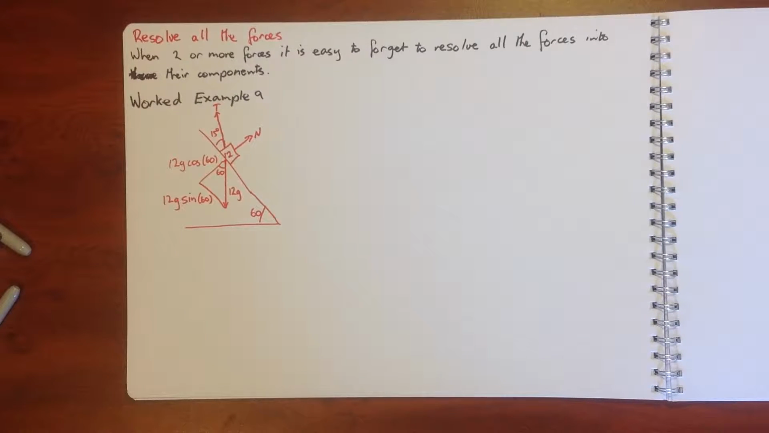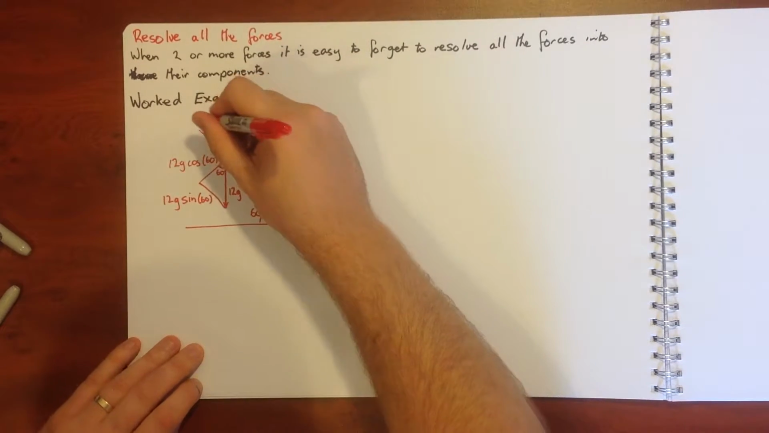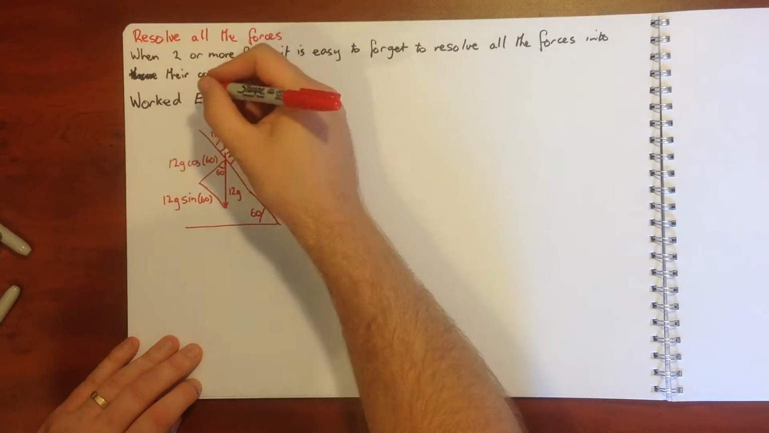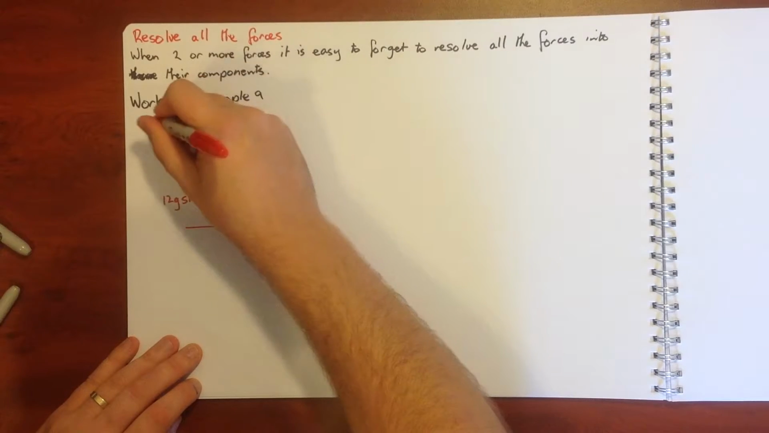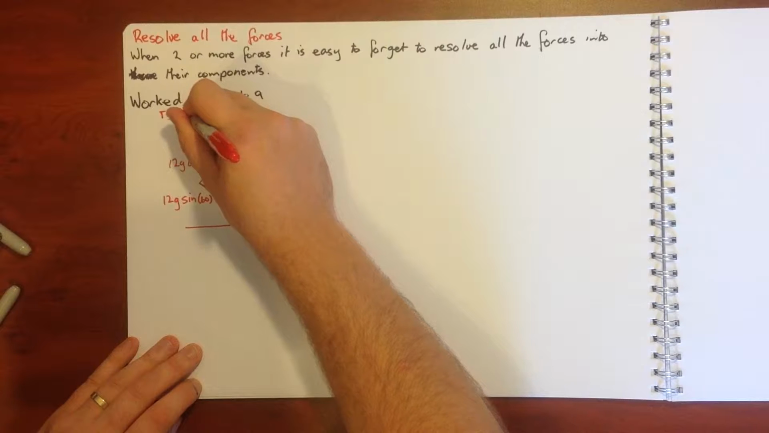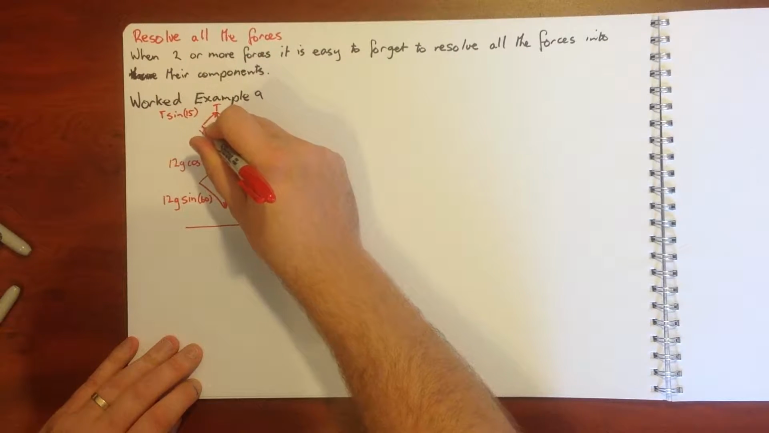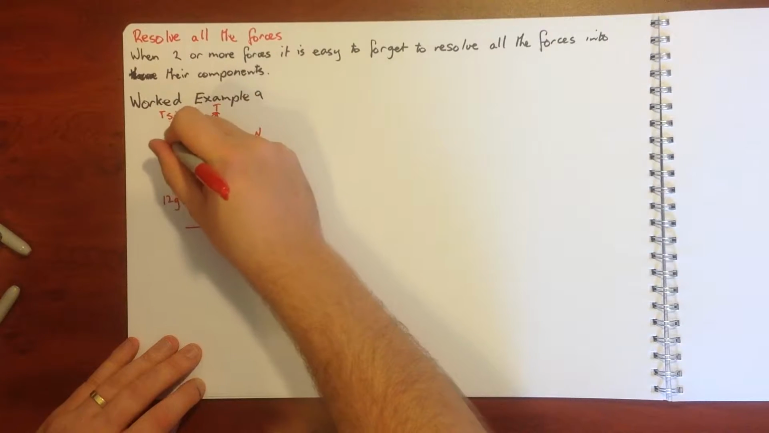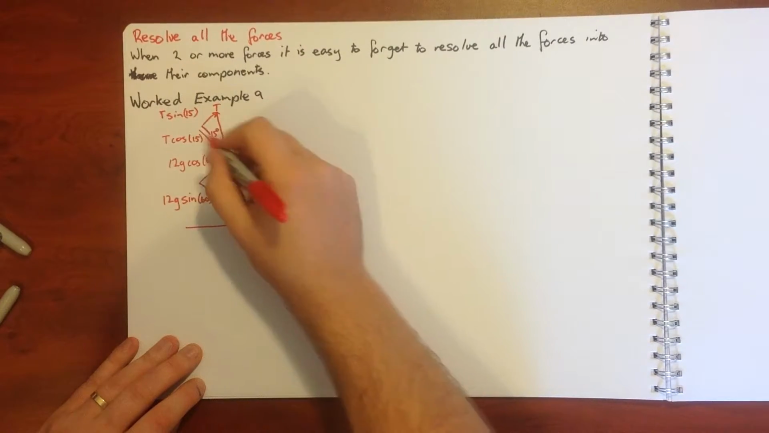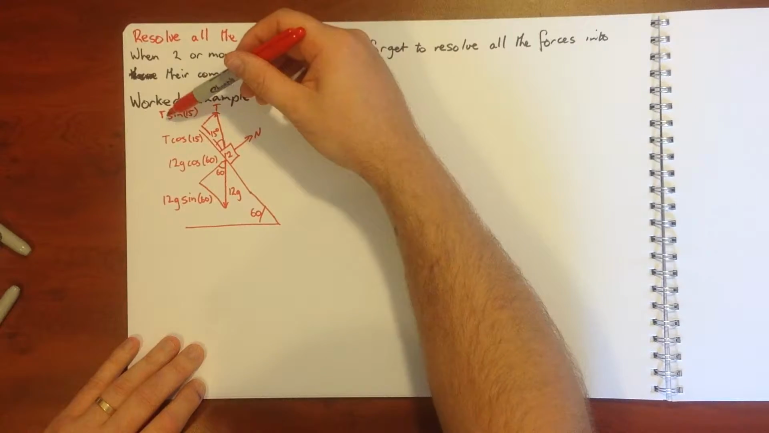So we need to do a similar thing up here and resolve our tension force into a part that goes this way, which is going to be T sine of 15. And this part down here is going to be T cos of 15. So that's this part. The part that's parallel is our T cos of 15. Our part that's perpendicular is T sine of 15.